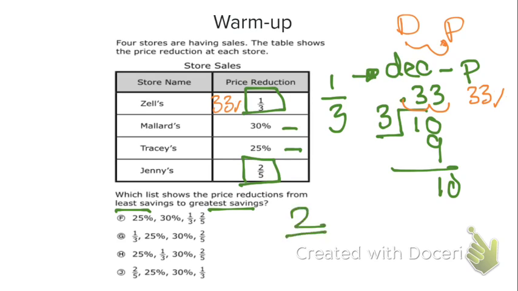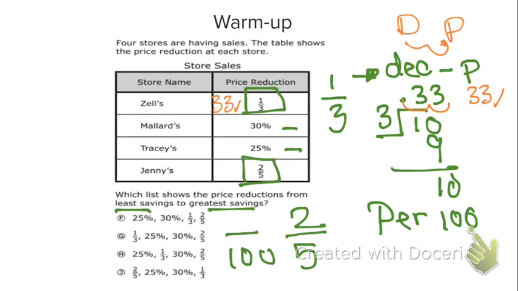Now, 2/5 we can do a little differently, because when we're trying to get it as a percent, if you remember, the word percent means per 100. So we just have to see what we need to do to get it to be over 100. Now, we know the relationship is times 20. So we're going to do 2 times 20 in the numerator to get 40. So it's 40 over 100, which is the same thing as 40%.